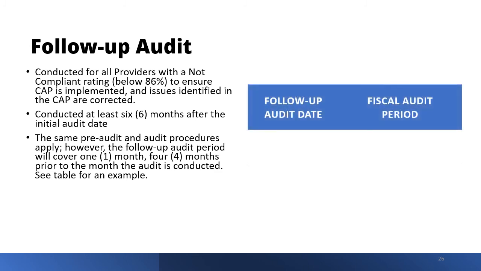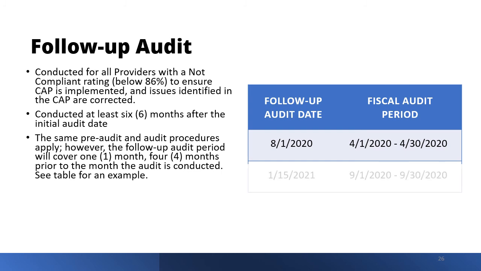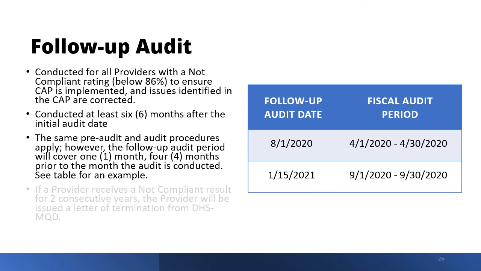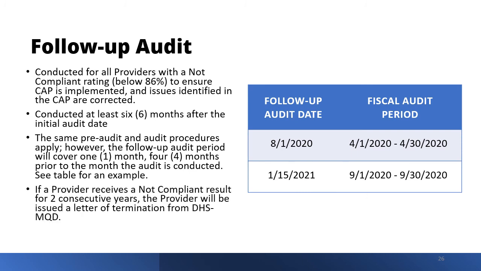For example, if your follow-up audit is scheduled for August 1st, 2020, the audit period will be from April 1st, 2020 to April 30th, 2020. If a follow-up audit is scheduled for January 15th of 2021, your fiscal audit period will be from September 1st, 2020 to September 30th, 2020. If a provider receives a non-compliant result for a consecutive 2 years, the provider will be issued a letter of termination from the Department of Human Services, MedQuest Division.